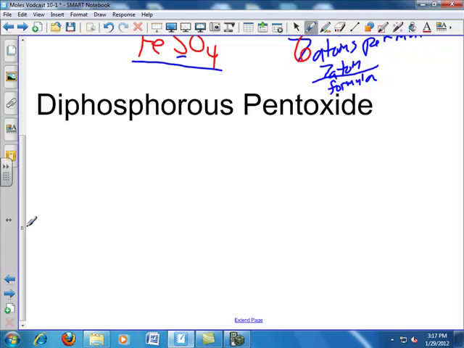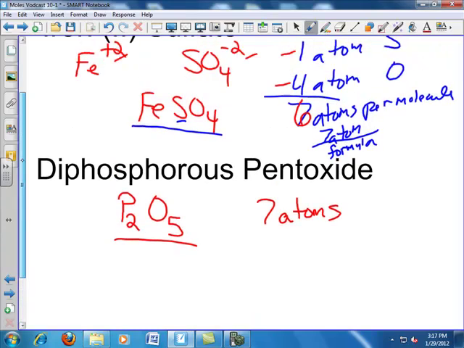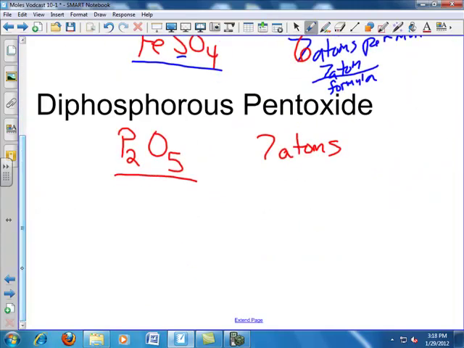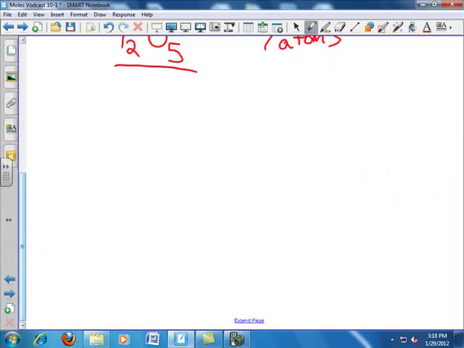So, diphosphorus pentoxide. Diphosphorus means there are 2 phosphorus. Pentoxide means there's 5 oxygen. Okay, so now my total number is 7 atoms. Sorry for the confusion on the last one. Okay, there really are 6. Okay, and you should be able to take any compound and figure that out.